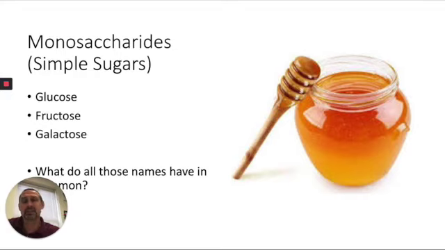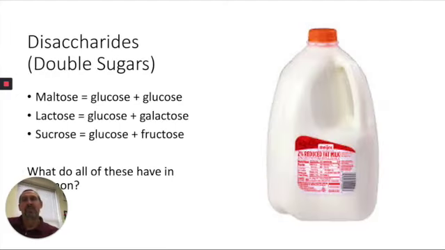Monosaccharides are simple sugars. You'll notice that they all have this OSE in common: glucose, fructose, galactose. Disaccharides means we need to combine 2 of those monosaccharides. And when we do, there's always a glucose involved. Maltose is 2 glucose units, that's grain sugar. Lactose is a glucose and a galactose unit, and that's milk sugar, dairy sugar. Sucrose is glucose and fructose, that's table sugar.